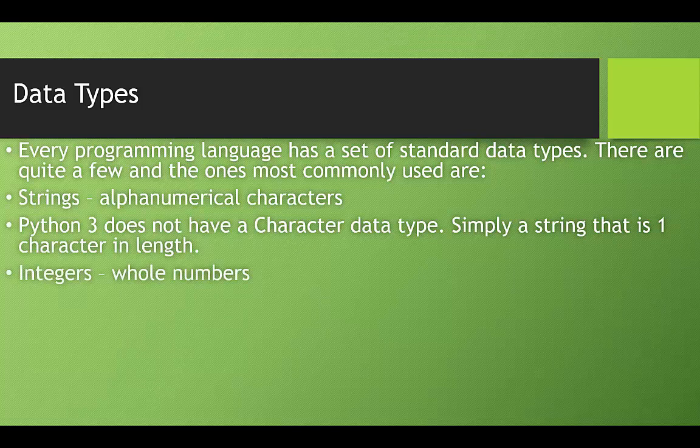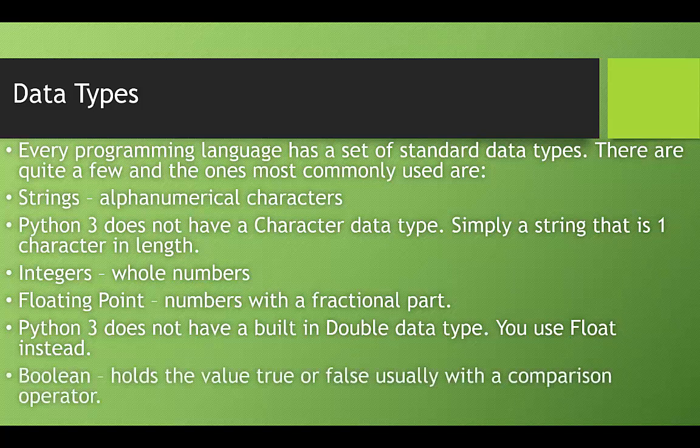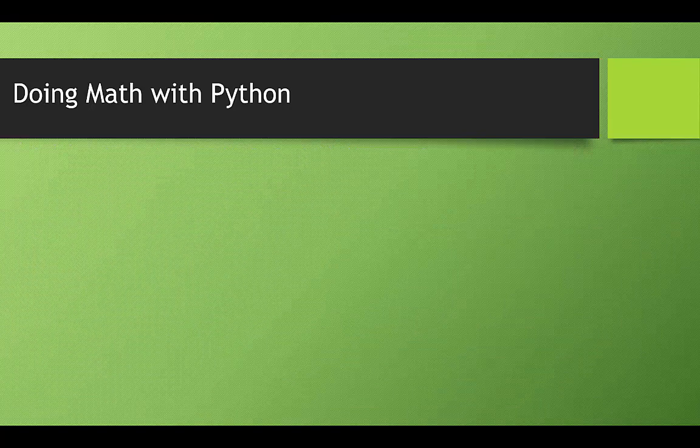Integers are whole numbers. Anything without a decimal. -5, 0, 3, 4, any number, positive or negative. Floating point are numbers with a fractional part. This would be like for pi, 3.14, anything with a decimal, positive or negative. If you're coming from another language, Python 3 does not have a built-in double data type. Use the float data type instead. And then there are the Boolean data types. This holds the value true or false, usually done with a comparison operator, and we'll take a look at that today. One other thing we're going to look at is doing math with Python.